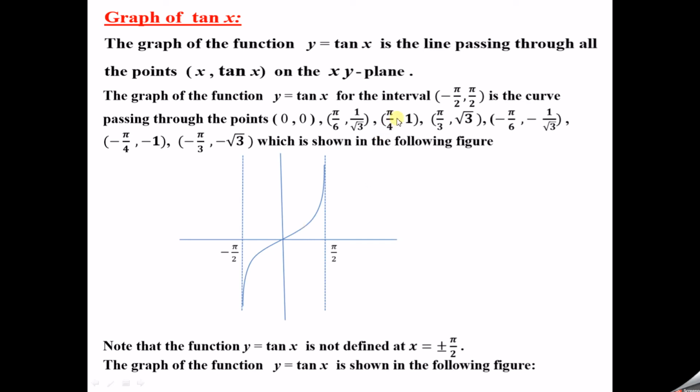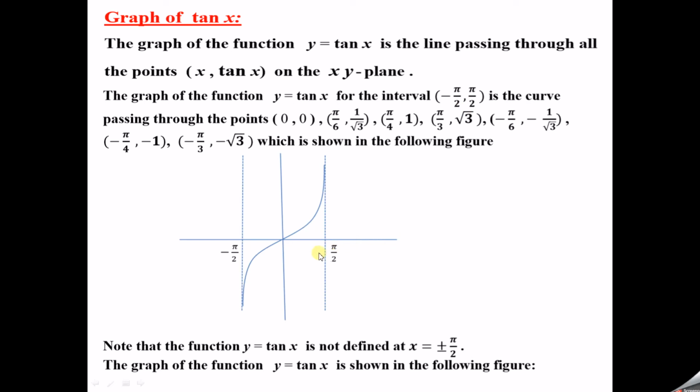Similarly, when x is pi by 4, tan pi by 4 is 1. So y value is 1 when x is pi by 4. So on, when x is pi by 2, tan pi by 2 is not defined. So it will go to infinity when x is pi by 2. Similarly, when x is minus pi by 2, tan is not defined. So tan is not defined at pi by 2 as well as at minus pi by 2. It is defined between these two, in the open interval minus pi by 2 to plus pi by 2. So the length of this interval, minus pi by 2 to plus pi by 2, is pi.